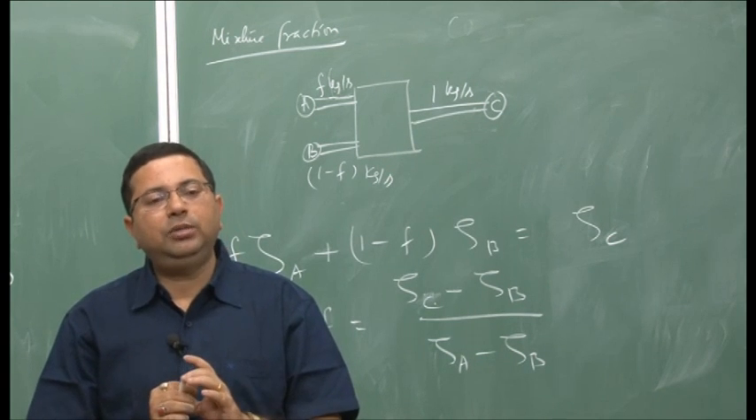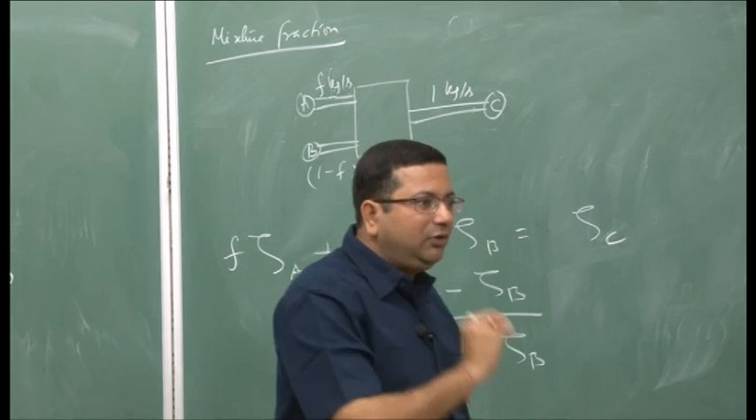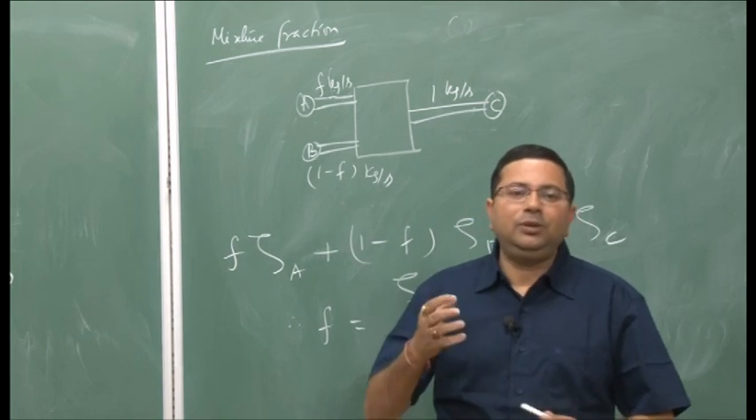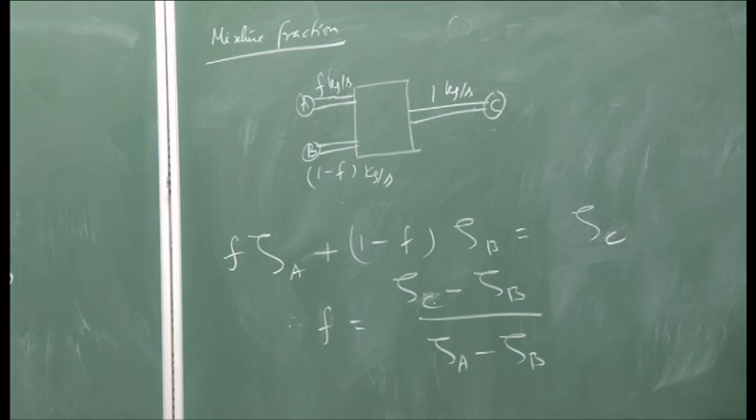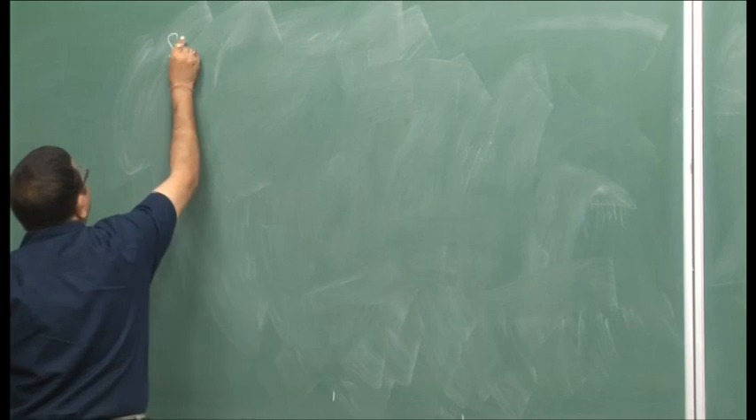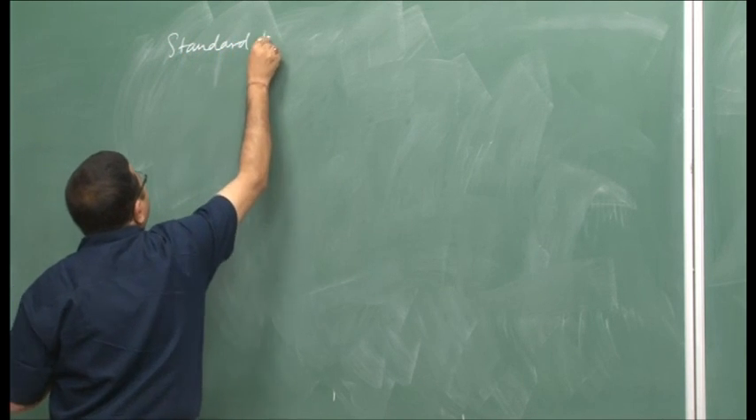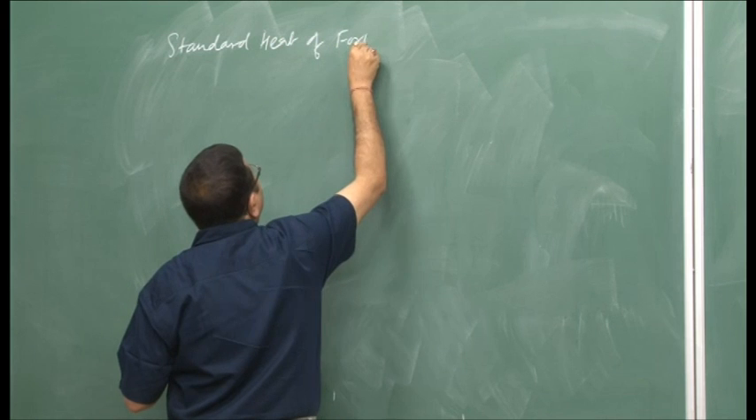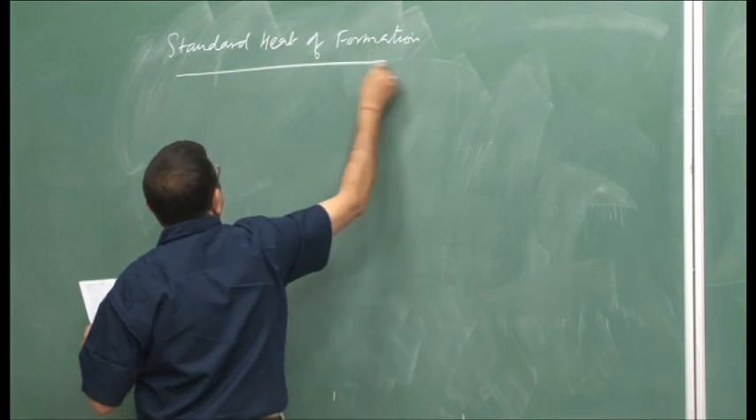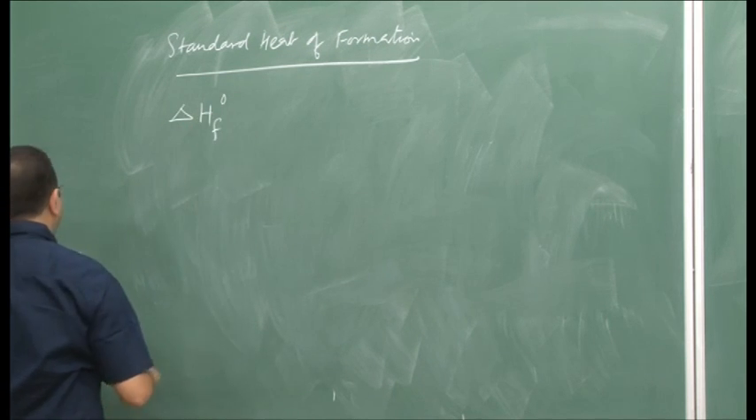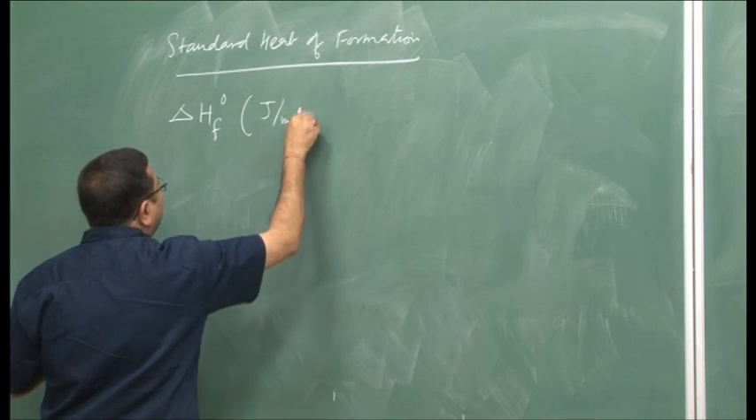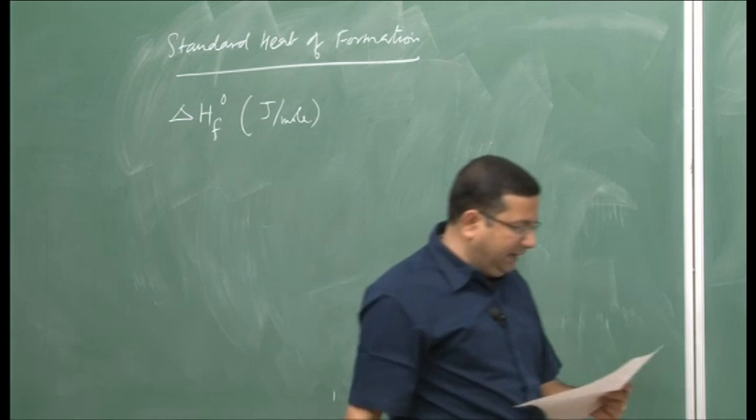Okay. We are going to talk about heat of reaction, but before we go to heat of reaction, we will talk about something else which is called heat of formation. Okay. So, you have seen that in thermodynamics courses, I am sure. But let me just define the heat of formation now. We define standard heat of formation. It is given as delta H F naught, units joules per mole. So, by definition, it is a defined property.